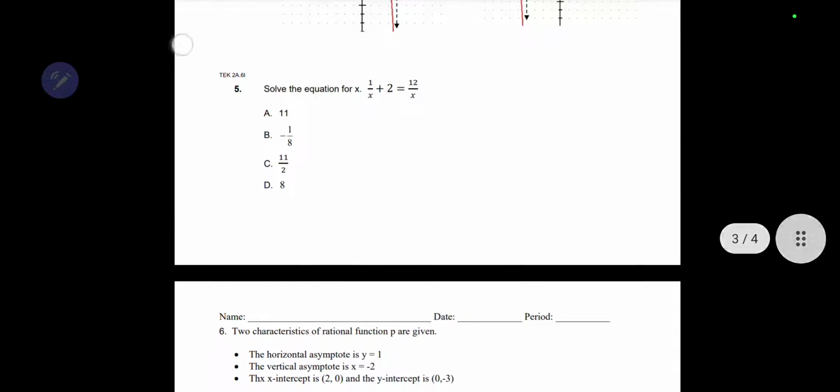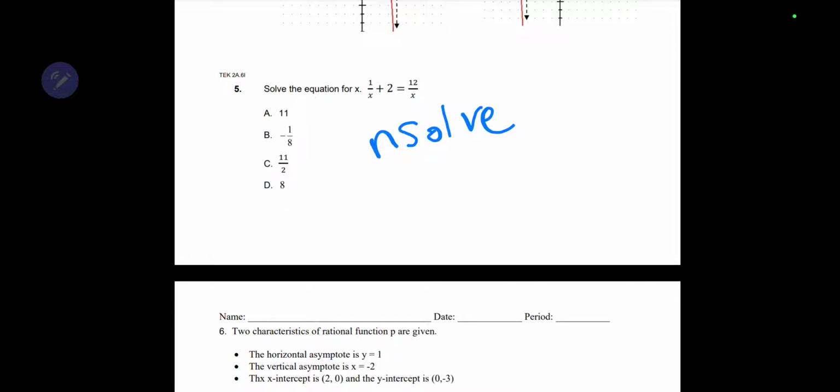Number 5, we want to solve this. Now remember, if you type this into NSolve, you should be able to get your equation. Okay? So when you do this, you do get a fraction, I do believe. And let's see here.